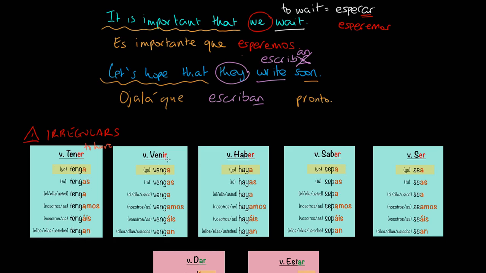The same with venir, which is to come. The first person is venga, so notice that it's irregular in relation to the infinitive, but then all the other forms also use venga. So just repeat this stem, and the endings are perfectly regular. Haber, same thing. Haber is to have, but it's the to have that is an auxiliary. It doesn't mean to own something. It's what you're using, for example, in I have danced.